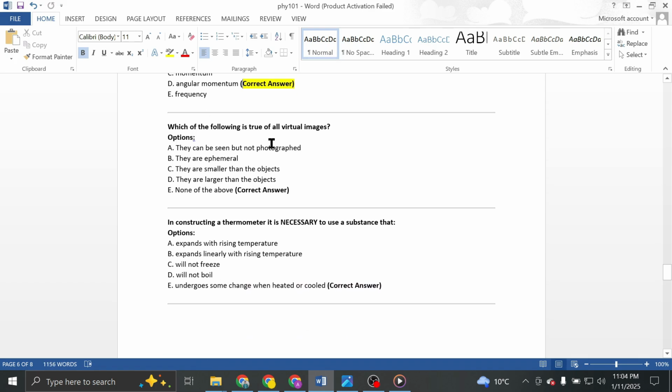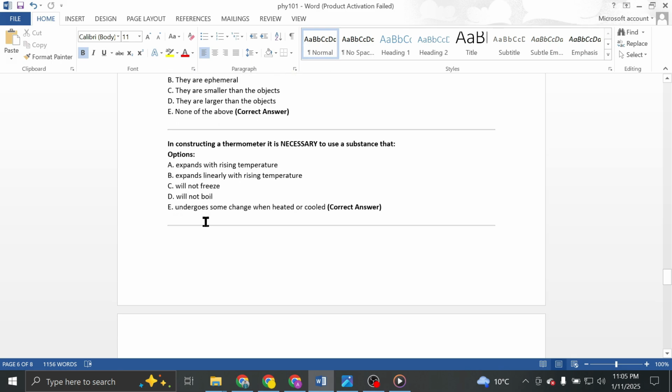Which of the following is true of all virtual images? Options: A. They can be seen but not photographed. B. They are ephemeral. C. They are smaller than the objects. D. They are larger than the objects. E. None of the above. Correct answer.